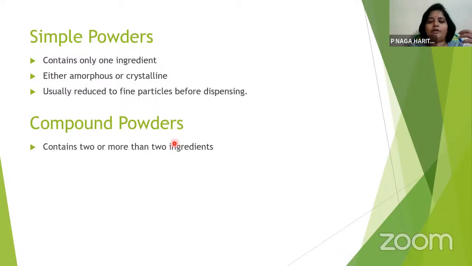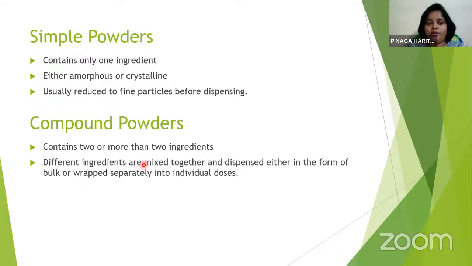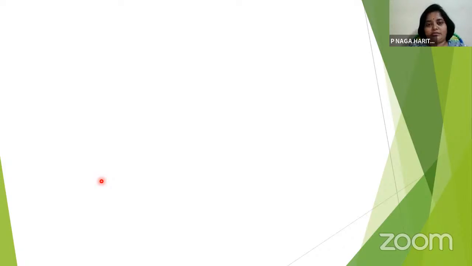Then compound powders contain two or more ingredients. Simple powders have only one ingredient; in contrast, if a powder contains more than one ingredient, we call it a compound powder. Different ingredients are mixed together and dispensed either in bulk or wrapped separately into individual doses. That is what we saw in the earlier slide about the classification: compound powders are further divided into bulk powders and divided powders. Divided powders are the powders packed in individual doses.